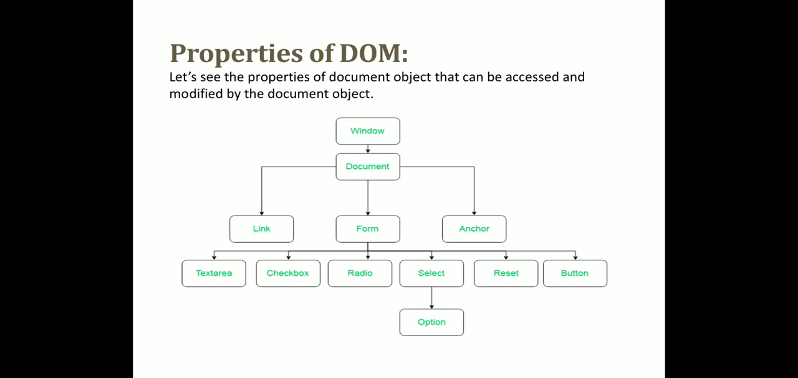So you can see in the diagram, as I was telling you, how the properties of the document object model are getting created. Here is the window object, then document, and document is holding the link, form and anchor tag. The form has the other things included in it, like text area, checkbox, radio, select, reset, button, options. So whenever a web page is loaded, this type of document object model is created.